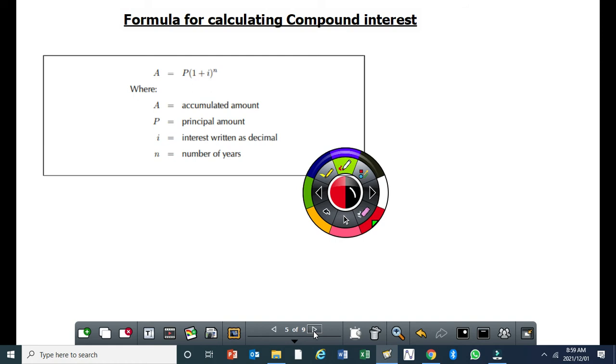So A is still the accumulated amount or the future value. P is the principal amount or the initial amount. You can also call it the investment amount. I is the interest, which is written as a decimal, and N is the number of years. As I said earlier, in grade 10, our N is going to be the number of years.